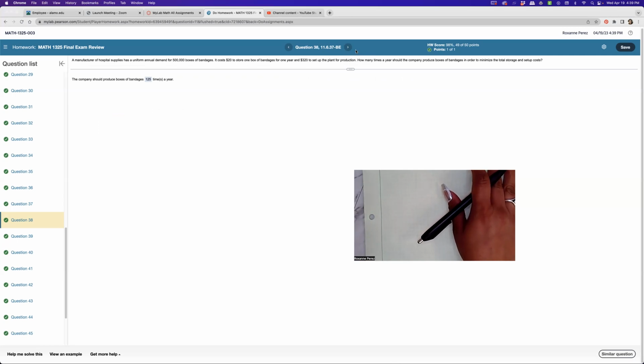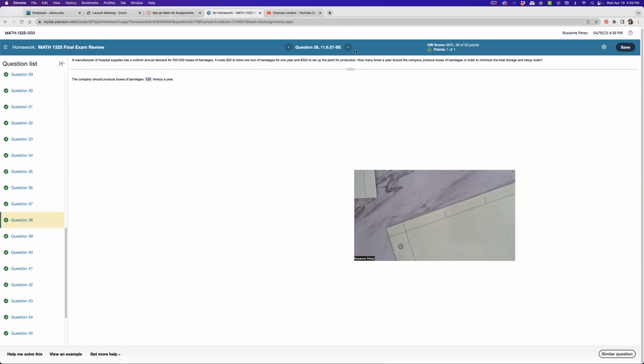Okay, let's see. The manufacturer of hospital supplies has a uniform annual demand for 500,000 boxes of bandages. It costs $20 to store 1 box of bandages for 1 year and $320 to set up the plant for production. How many times a year should the company produce boxes of bandages in order to minimize total storage and setup costs.